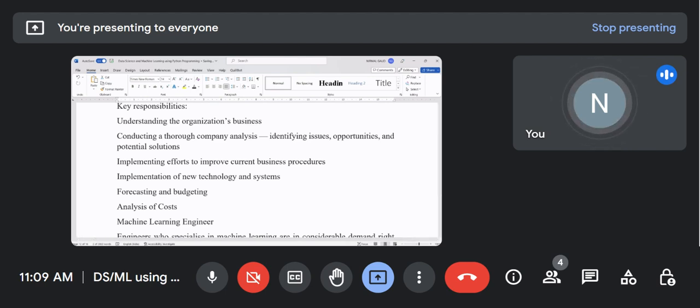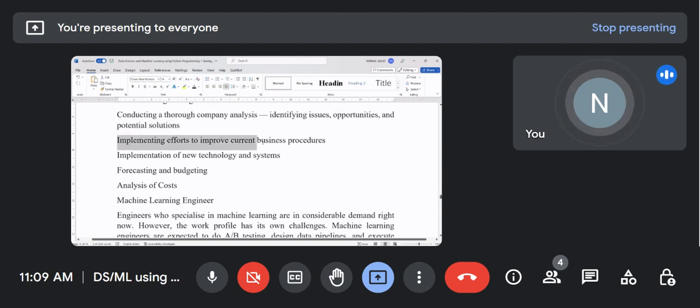Okay, so a business analyst is going to understand the organization's business, what kind of business they do, what they have, and what their goals are. The strategy adopted by the business analyst is to make the organization profitable. So they will identify the issues, look out for opportunities and solutions for them, and implement efforts to improve the current business procedures. Whatever the thing is, they will do all the highlights.